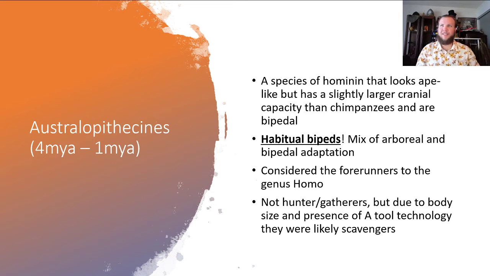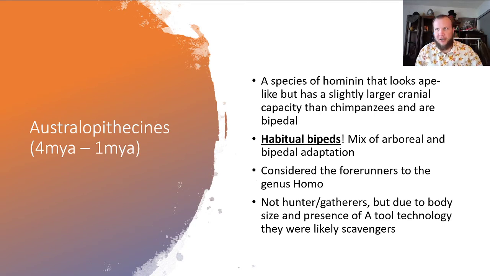Lucy's an Australopithecine, and we'll go into Lucy in a second. So Australopithecines are a species of hominin that looks ape-like but has a slightly larger cranial capacity than chimpanzees. And we know, because of those Laetoli footprints, that they are bipedal. Or they're definitely habitual bipeds with a mix of arboreal and bipedal adaptation.